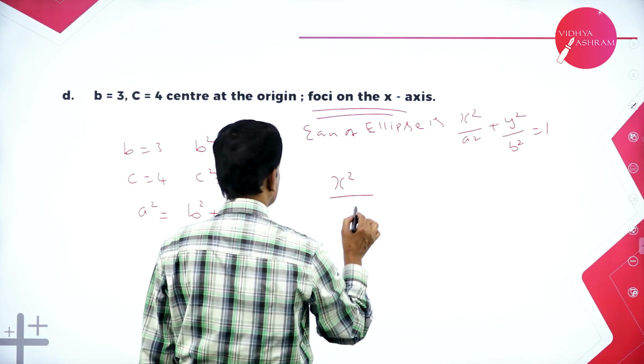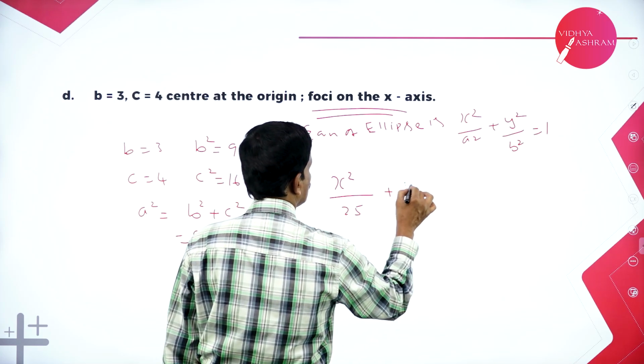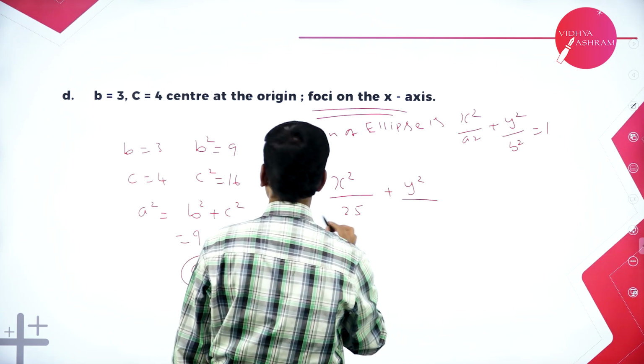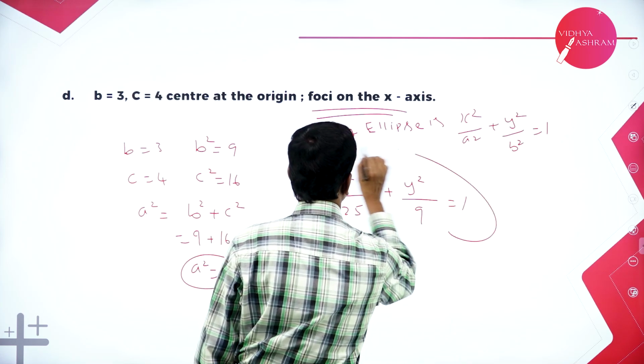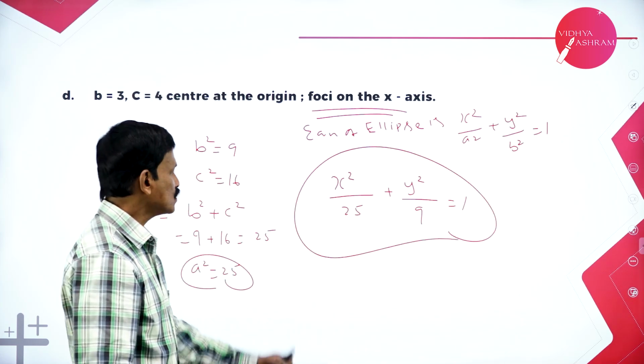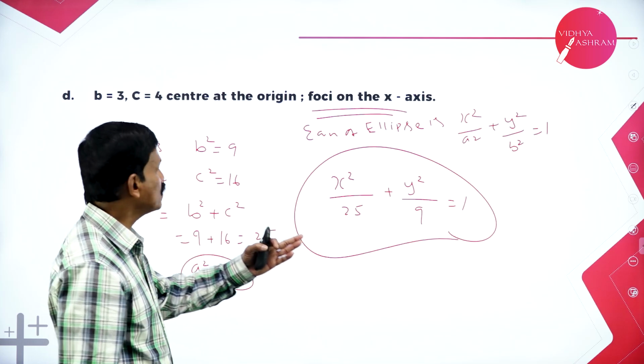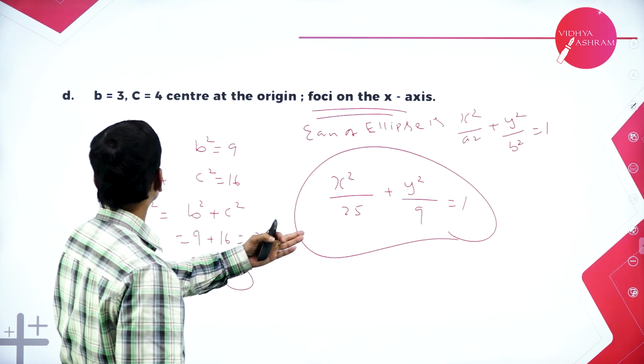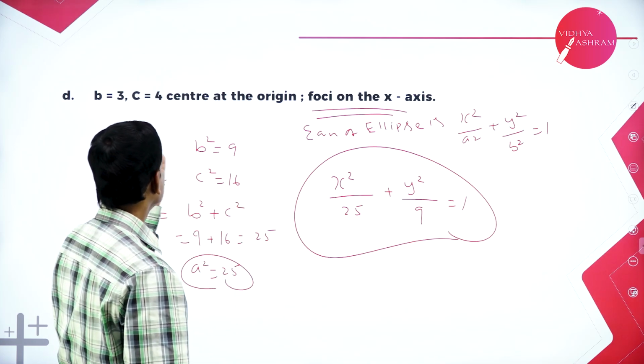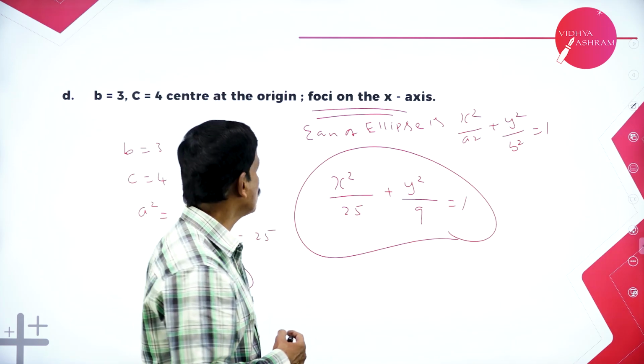Equation of the ellipse is x square by a square, which is 25, plus y square by b square, what is b square, 9, is equal to 1. That is the equation of the ellipse. So if you just compare and simplify, you will get b is equal to 3 and c is equal to 4, that's it. Now move on to the next problem.